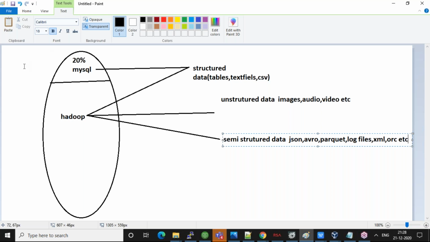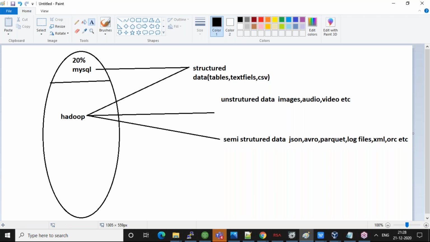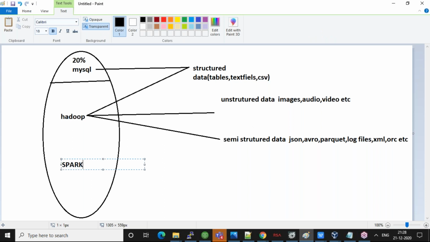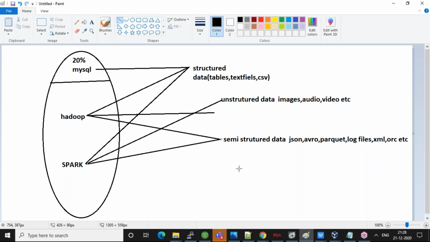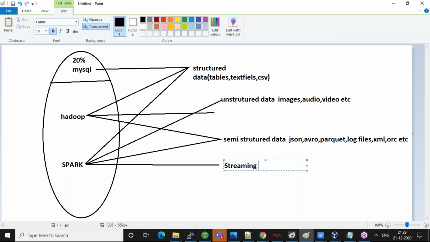After that, one more component comes into the picture, that is Spark. By using Spark, you can process structured data, unstructured data, and semi-structured data, along with streaming data. What is streaming data, guys? What are the examples of streaming data? Any idea? Exactly, live data. Streaming data is nothing but live data.